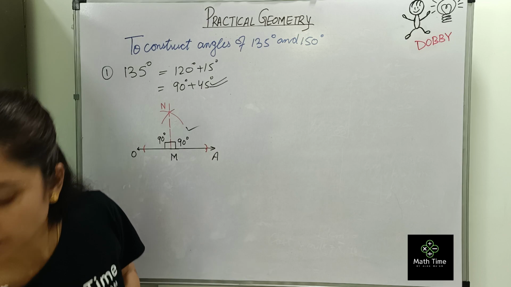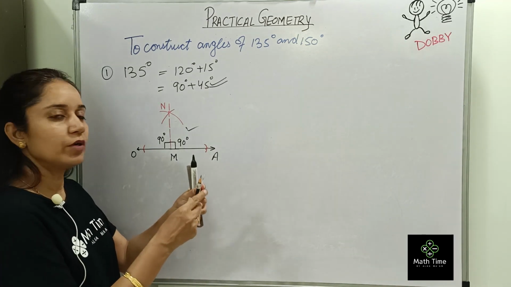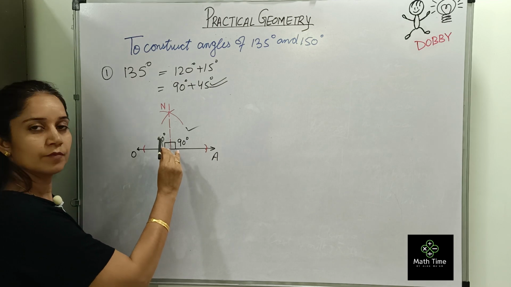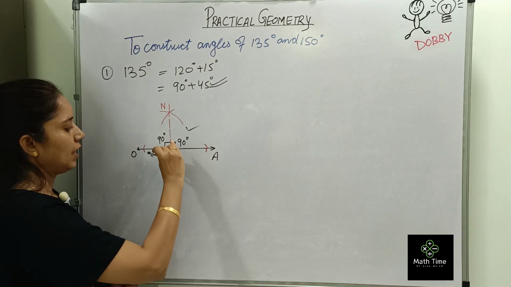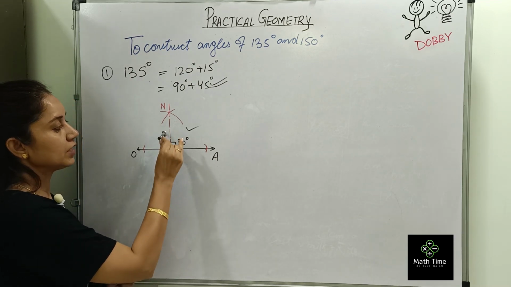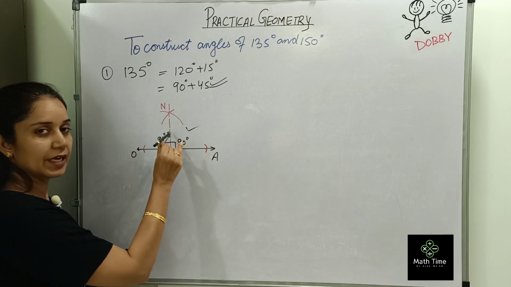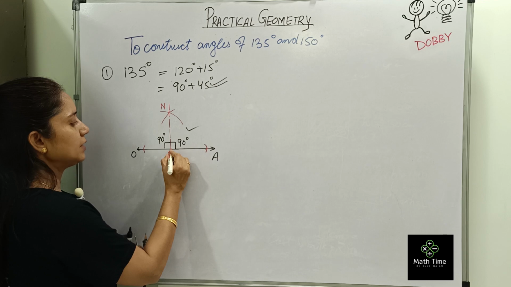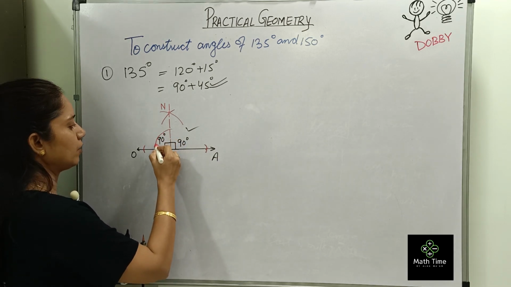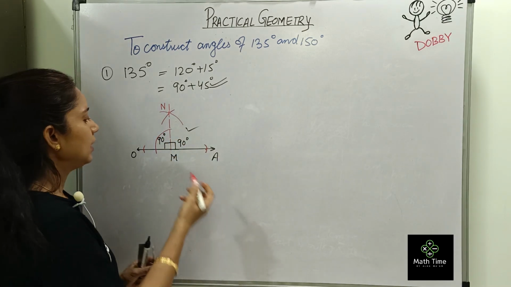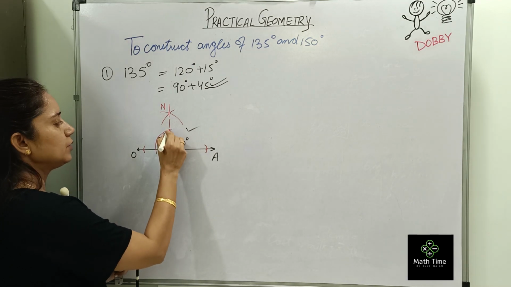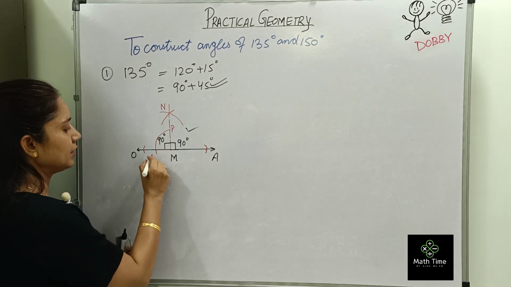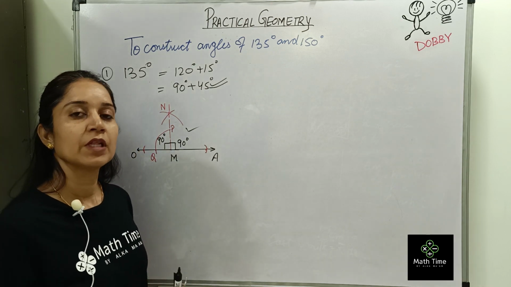So let us bisect. Open your rounder with a suitable radius. Keep it at M and make an arc on the second side of the 90 degree angle. With M as center, make an arc of suitable radius. This point let us name P, and this other point let us name Q.